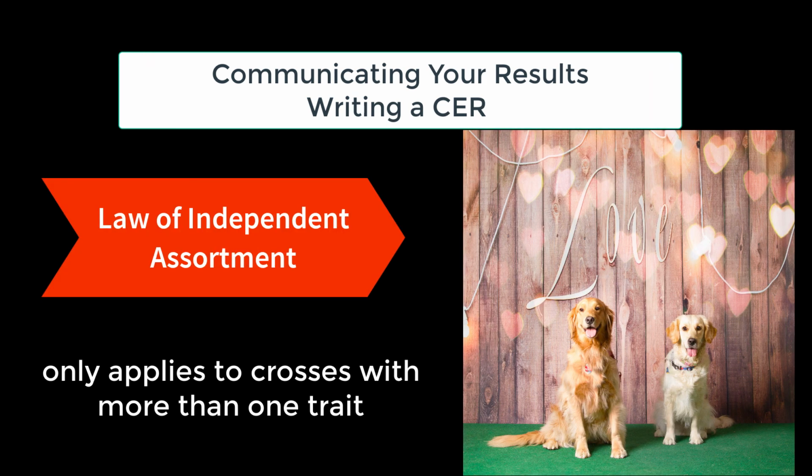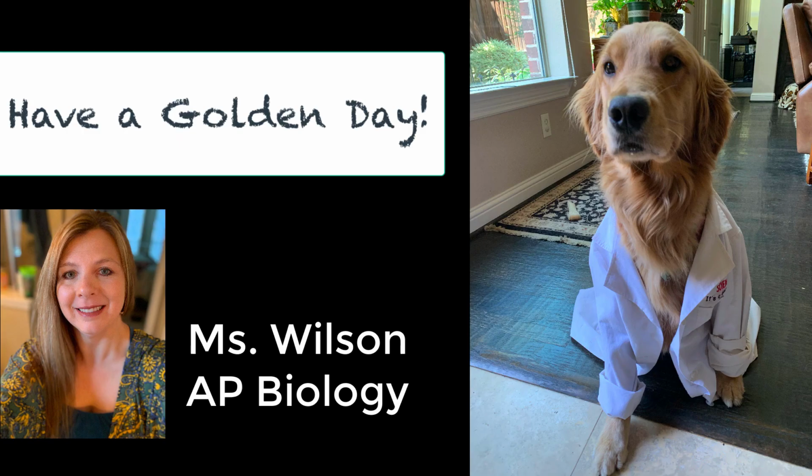Another example of making appropriate decisions about what should be included in your writing is the law of independent assortment. This should not be discussed for a monohybrid cross, because this only applies to more than one trait located on different chromosomes. Be sure to go back and review the important vocabulary listed.